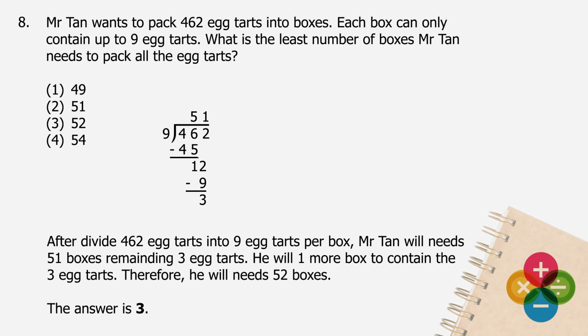After dividing 462 egg tarts into 9 egg tarts per box, Mr. Tan will need 51 boxes, with 3 egg tarts remaining. He will need one more box to contain the 3 egg tarts. Therefore, he will need 52 boxes. The answer is 3.